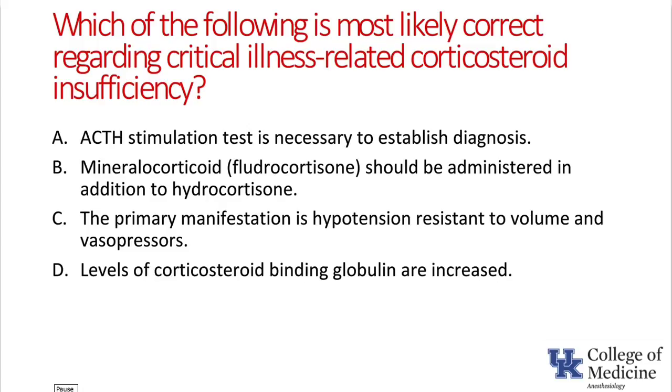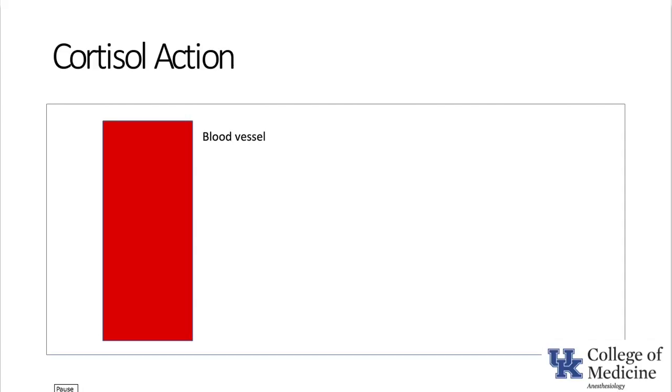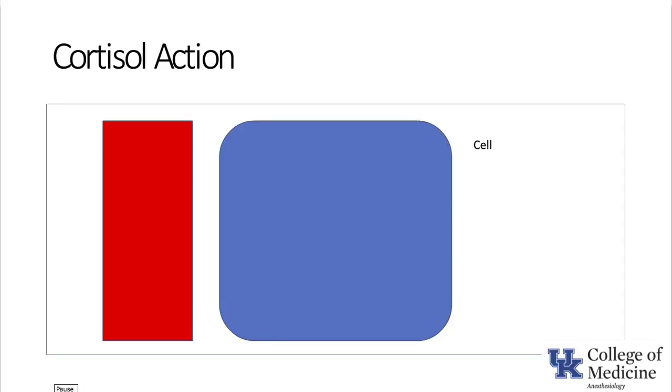The next series of slides show how cortisol works. I'm not an artist, so please bear with me. The blood vessel, red, perfuses a cell, blue, which contains a nucleus, purple. Cortisol is released into the blood by the adrenal cortex.